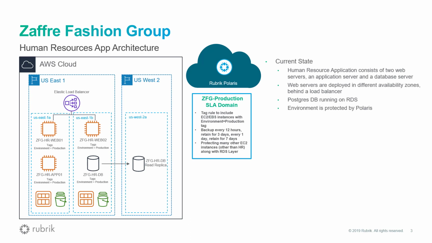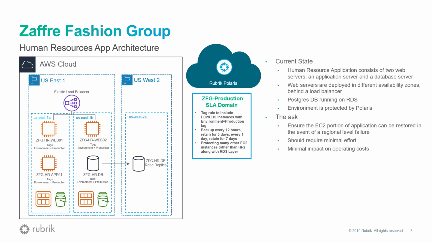So all of the instances and RDS instances that we see here will be protected by the ZFG production SLA domain. Now this SLA domain will create a number of EBS volume snapshots and AMIs within the US East 1 region as it backs up all of Zafra's data. Now this SLA domain is also protecting more than just the HR application, right? It's protecting many other EC2 instances that Zafra has within their AWS environment. So one day, the big boss comes down and says, you know what?